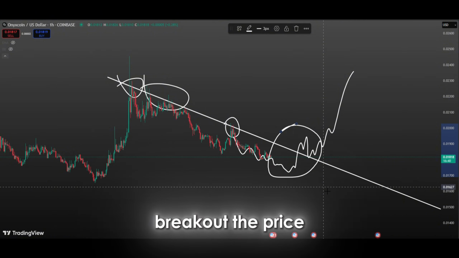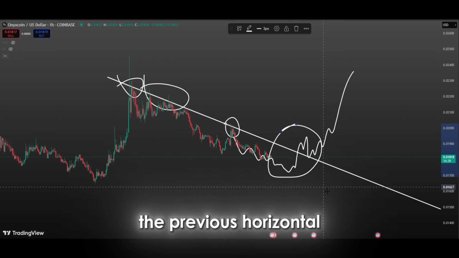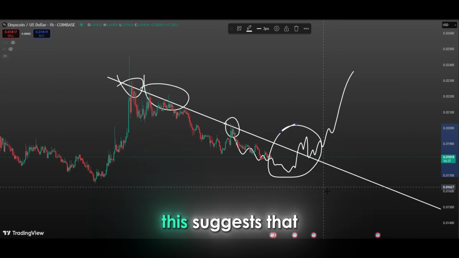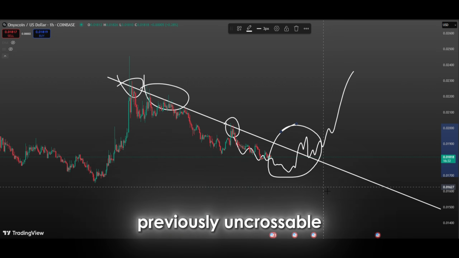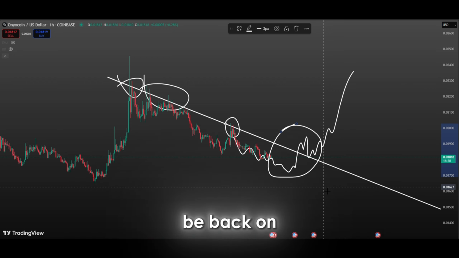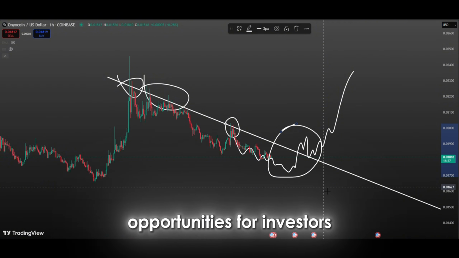After such a breakout, the price may start testing the previous horizontal resistance zones. This suggests that potential targets could be areas that have served as resistance in the past. In addition, if the price rallies after this breakout, many of the previously uncrossable horizontal zones will be back on the agenda. This could create both short-term and medium-term opportunities for investors.